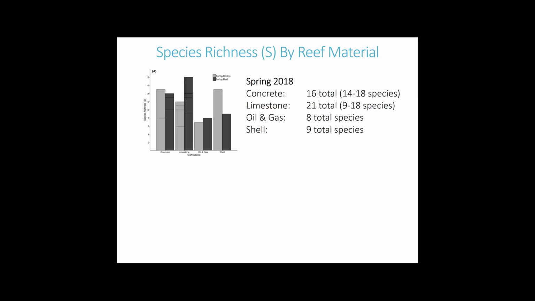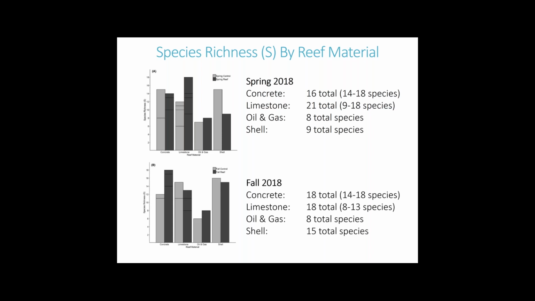That was for spring, and more or less the same thing for the fall samples. In this case, concrete and limestone reefs had the most total species with 18, where oil and gas had a total of 8. In this case, the shell reef had 15 total species, so a fair number more than it did during the spring sampling.